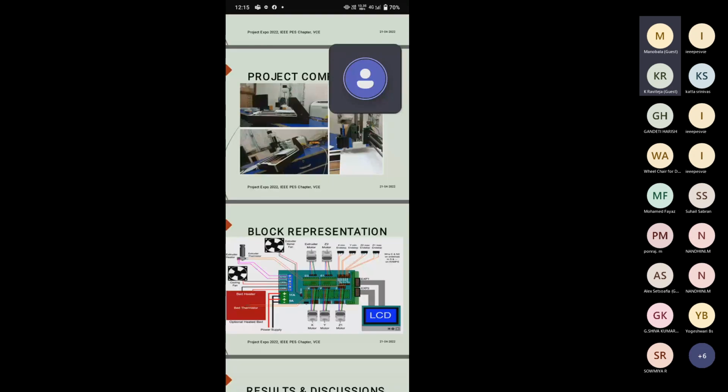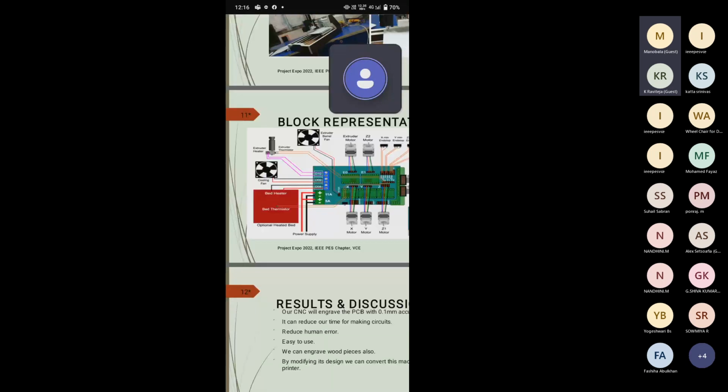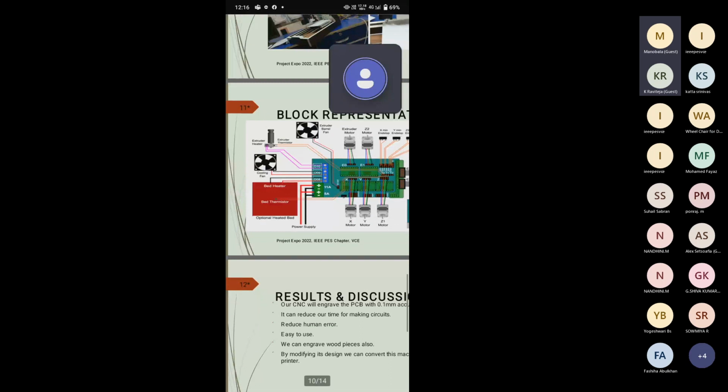It has 5 motors: X, Y, Z1, Z2, and an extruder motor. Next, it is connected with the LCD screen, and here we have a thermistor. Because once we work with a CNC machine, there will be massive heat, so it needs to be controlled. So we have a thermistor on it. Once it has major heat, it will be cooled by this cooling fan. As a result, we have an accuracy of 0.1 mm.